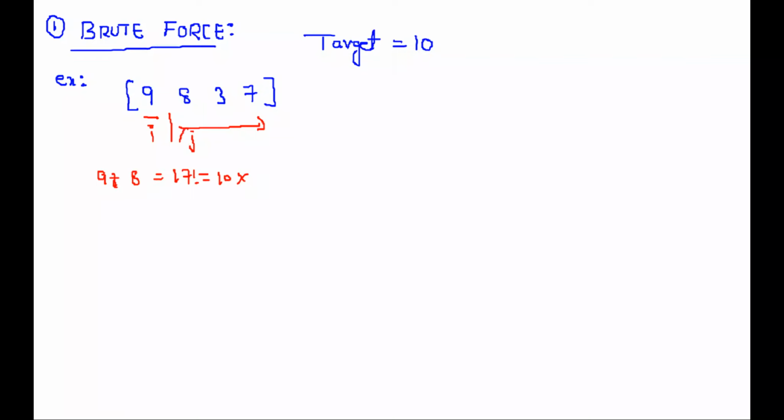Again, you just move this J to the next element. So now again 9 plus 3 is equal to 12, which is not equal to 10. Again you move this J to the right side. Again 9 plus 7 is equal to 16, which is not equal to 10. That means in the first iteration, no two elements have satisfied our target value of 10. So now what you have to do? Again you have to shift this I to the right side. Now the I will come here.